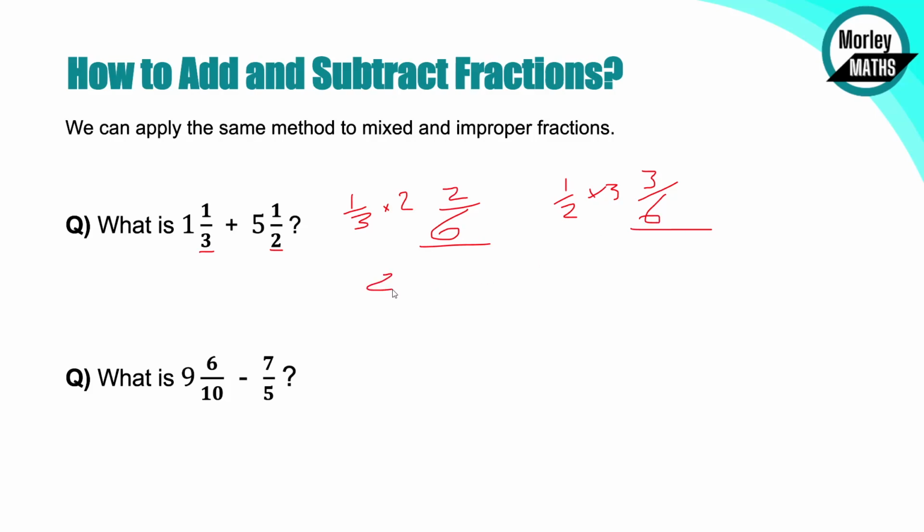So 2/6 plus 3/6 equals 5/6. Now we've dealt with the fractions. We've added them together. We can just add on the whole numbers. So 1 plus 5 equals 6 and 5/6.